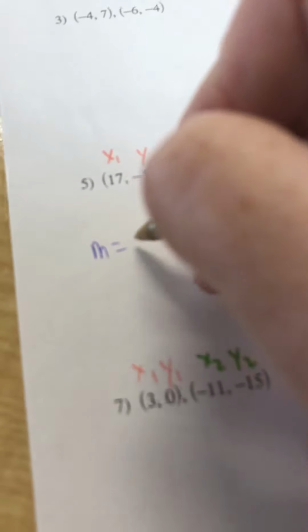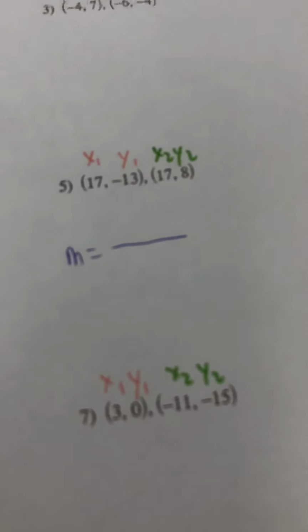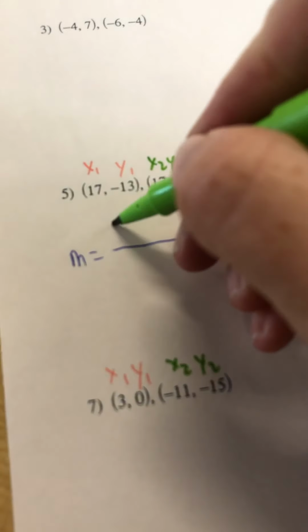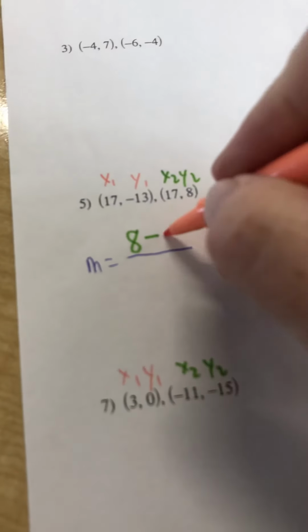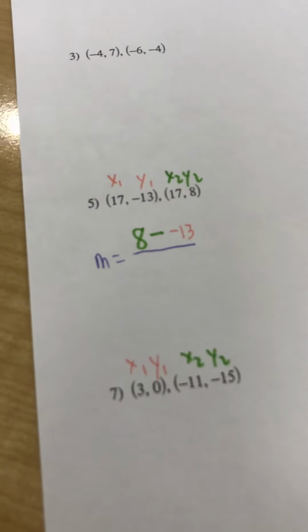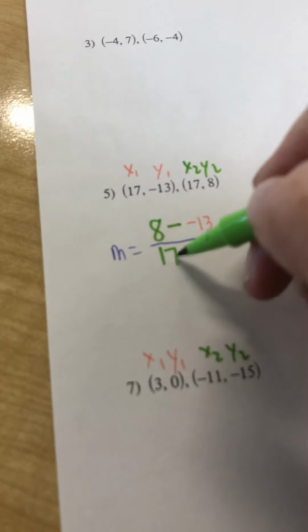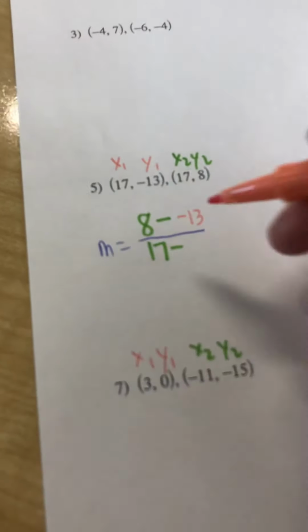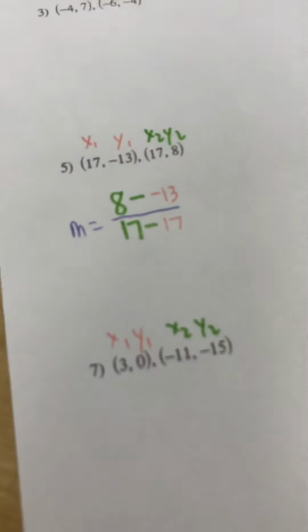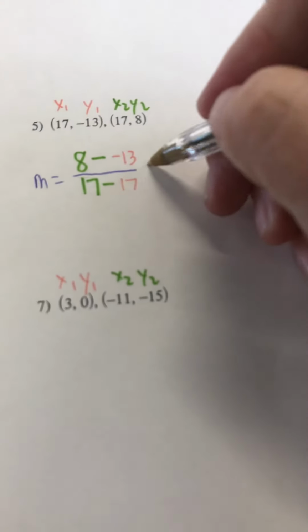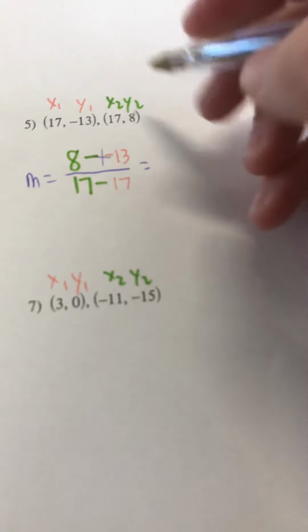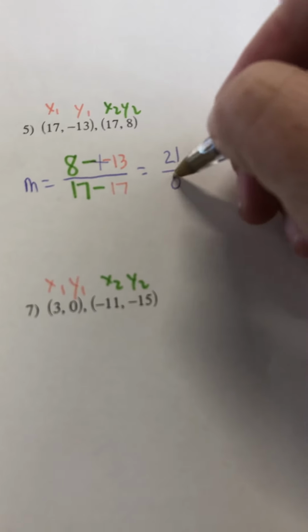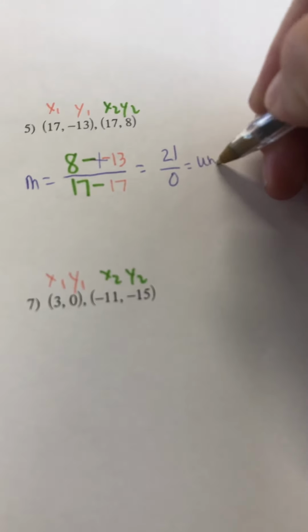It's okay. So we're going to do y2. So we're going to do 8 minus that negative 13. And we're going to do 17 minus 17. Okay, so I purposely did this because we want to see what to do here. So 8, that would go to add because of double negatives. So it'd be 21 over 0, which we just said was undefined.